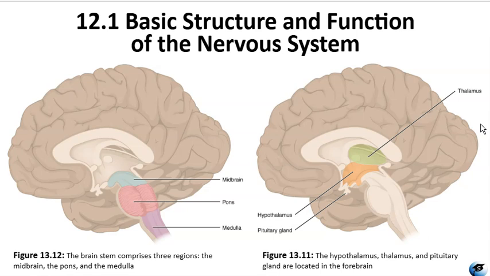The forebrain, again, includes the cerebrum, which is divided into right and left hemispheres and is responsible for higher-order functions such as thinking, reasoning, speech, emotion, and sensory perception. It includes the thalamus, which is the relay center for sensory and motor signals, and the hypothalamus, which is involved in autonomic regulation and control of the endocrine system.